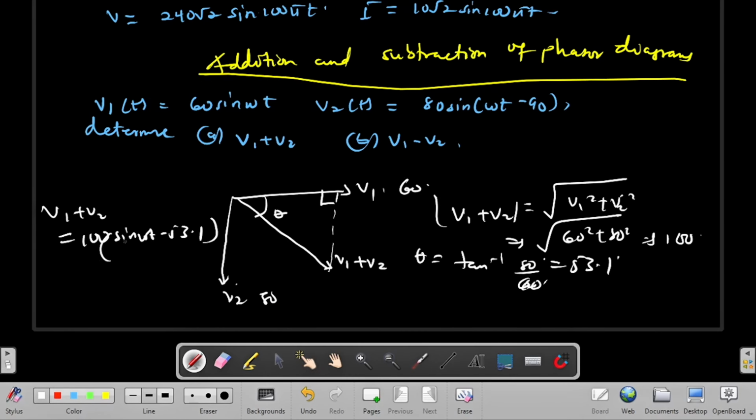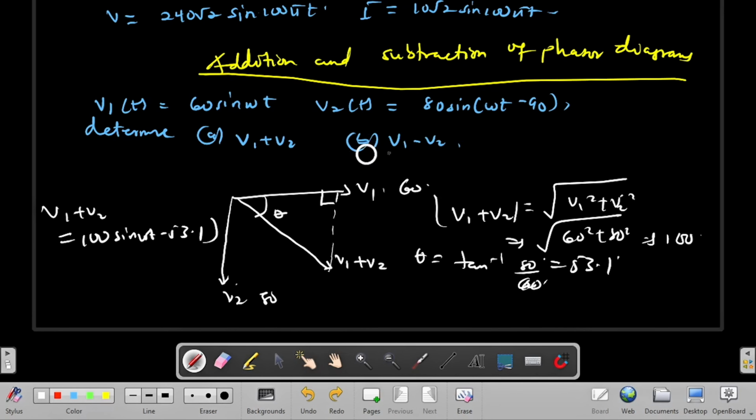This is because we follow the phase difference shown. We realize that V2 is lagging, so their sum is not going to lead, right? The sum is 53. We realize that it was lagging by 90, but when I combine the two, it has reduced, meaning it's getting closer. Okay. Now, the second one says V1 minus V2.